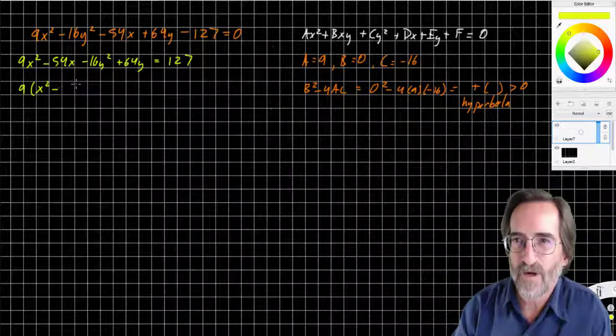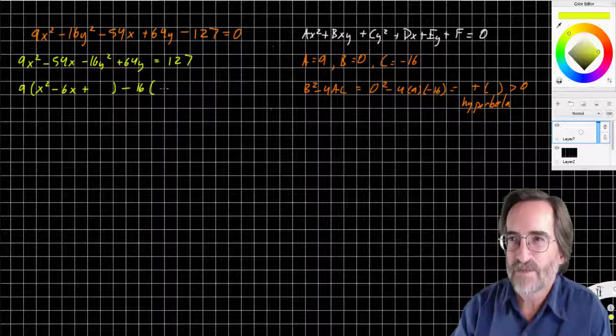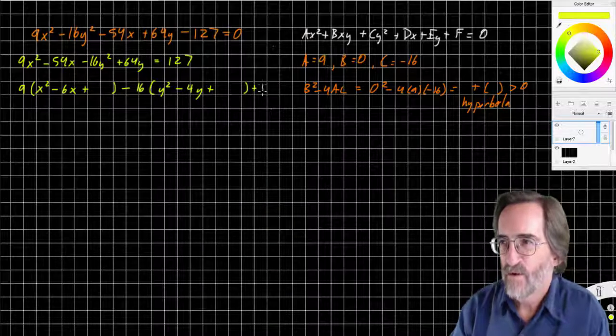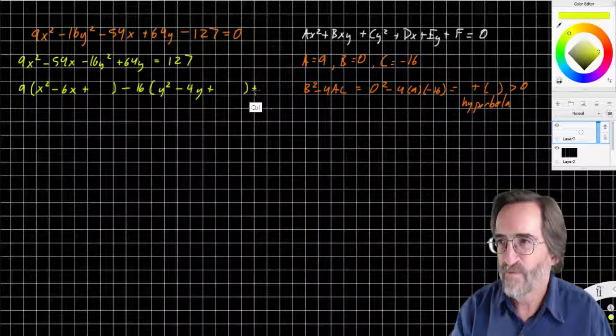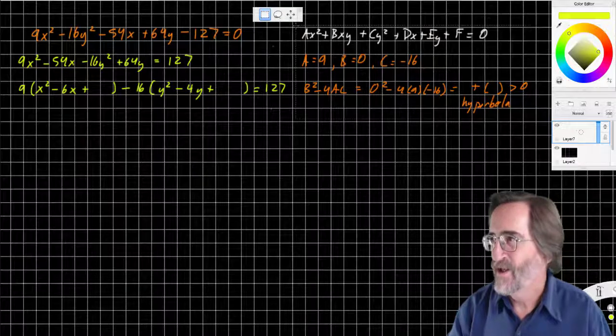So x squared minus 6x, since 9 times 6 is 54. Leave some space because we're going to add something to make it a perfect square. Minus 16, so we can factor out a negative 16, y squared. 16 times 4 is 64, so minus 4y plus something, leave some room, equals 127. Okay, and let's go ahead and get rid of this because this is getting in my way.